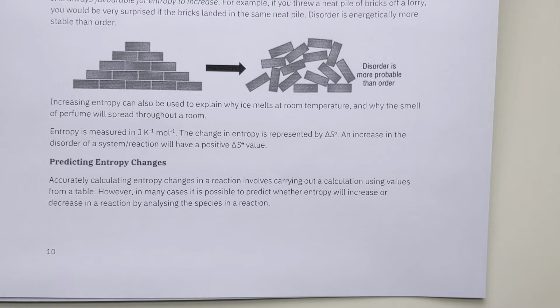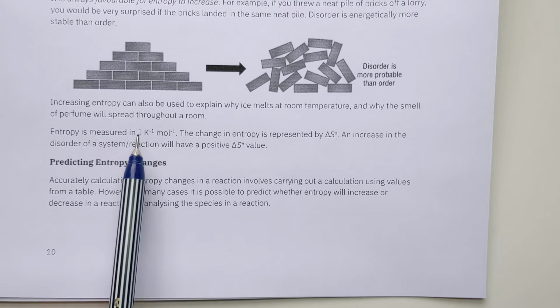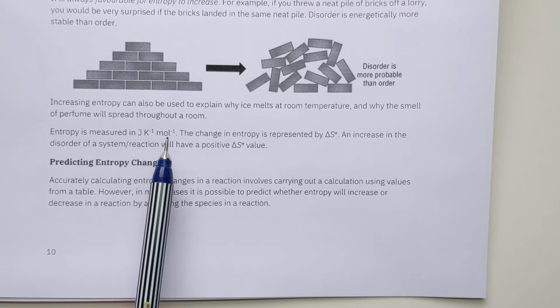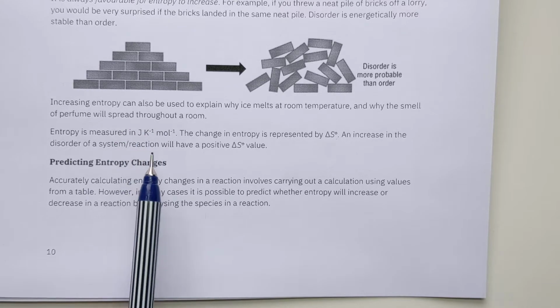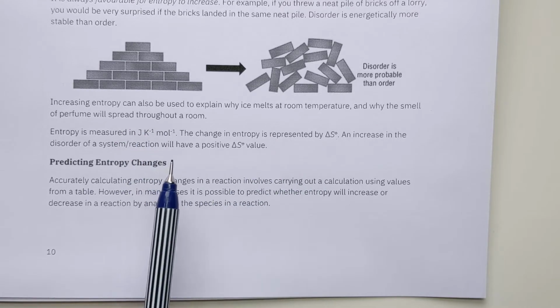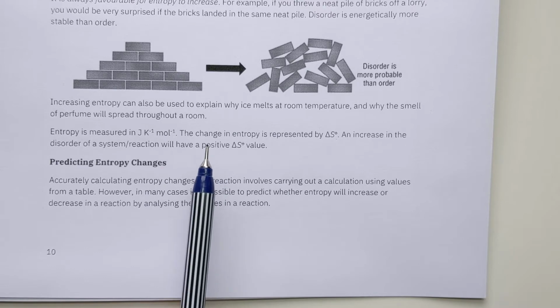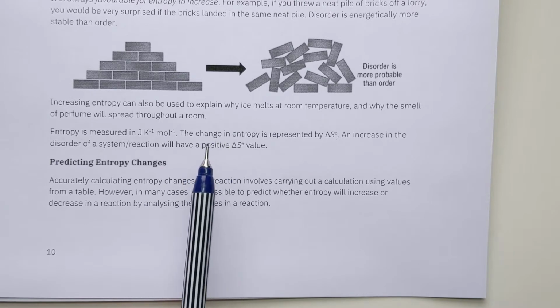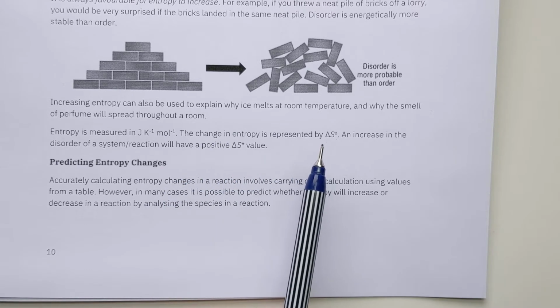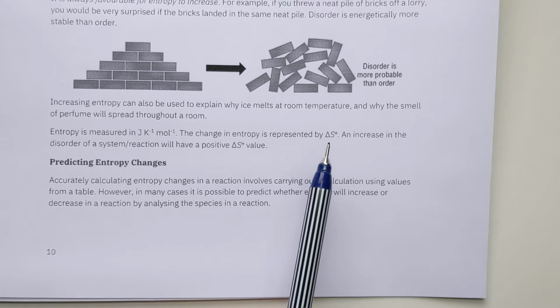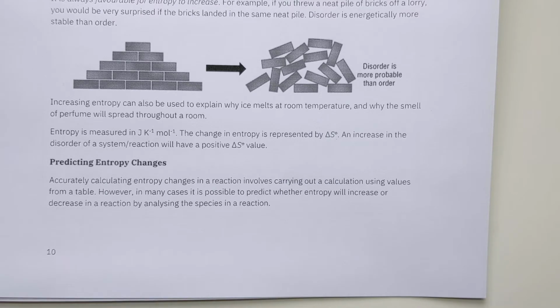One way of working out the entropy change in a reaction is to straightforwardly calculate it using your calculator, and we'll look at that in a couple of pages' time, because entropy values you can just look up on the table. Entropy is measured in this unusual unit, joule per Kelvin per mole, but it's just in the table. You calculate the entropy of your reactants, the entropy of your products, and find the difference, and that'll give you the entropy change. If your entropy increases, it's got a positive delta S value. If it decreases, it's got a negative delta S value. So we'll look at that in time.